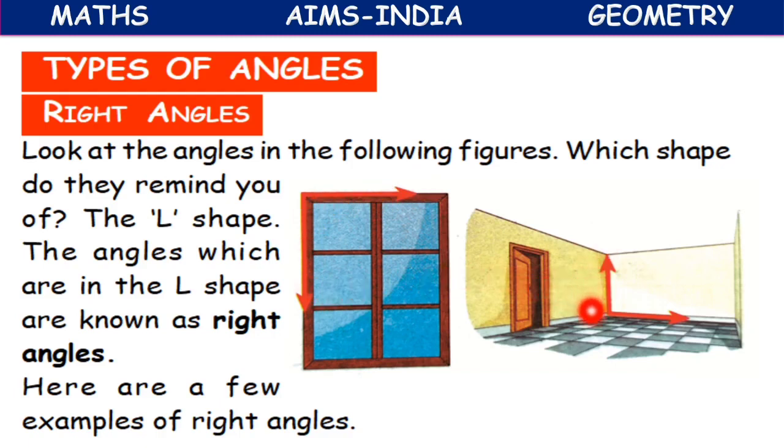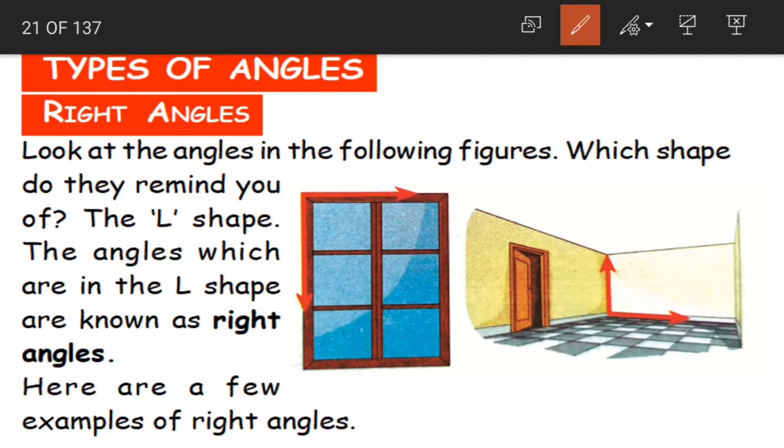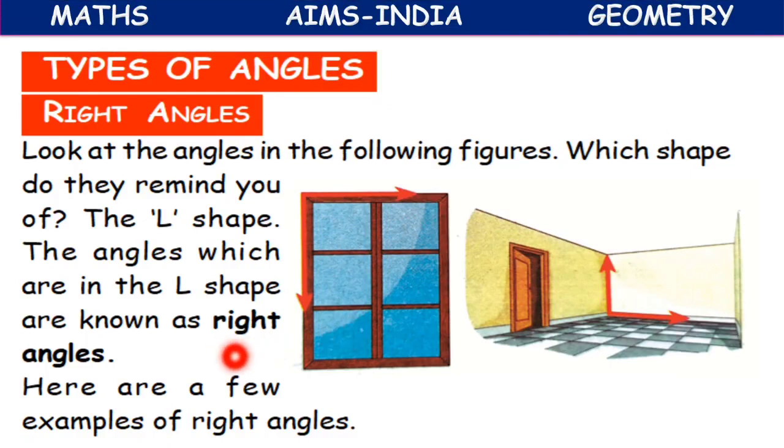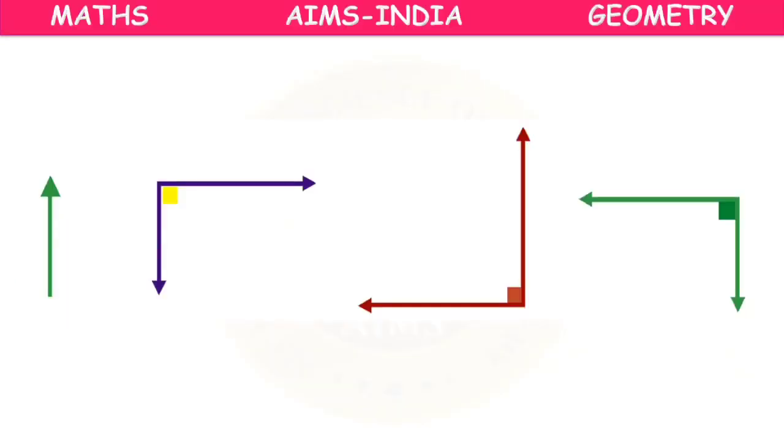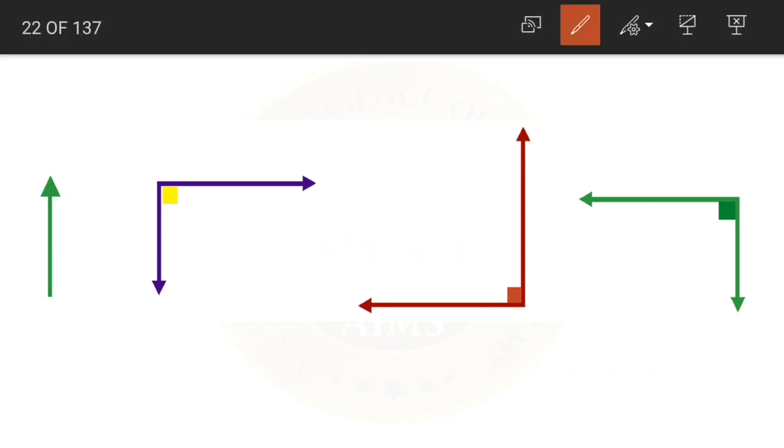Clear? The simplest way to understand a right angle is that when the angle is formed in this L shape, like this, it is called a right angle. This is called a right angle, children. Now here are a few examples of right angles. See, this is an L shape, this is an L shape here, this is also an L shape.